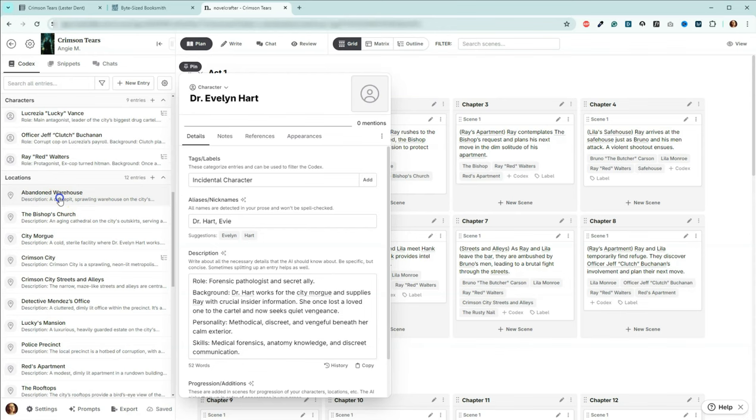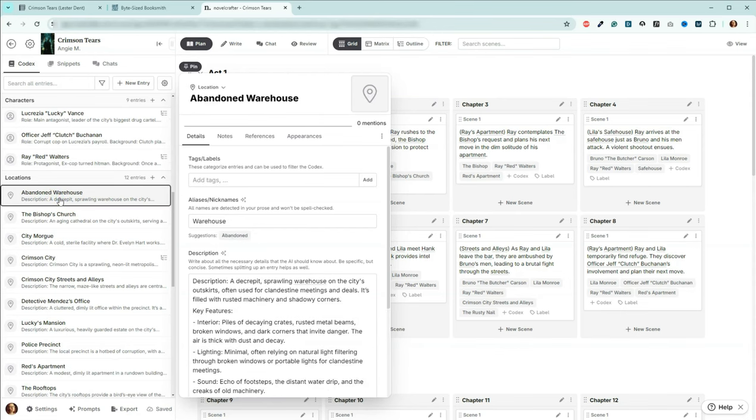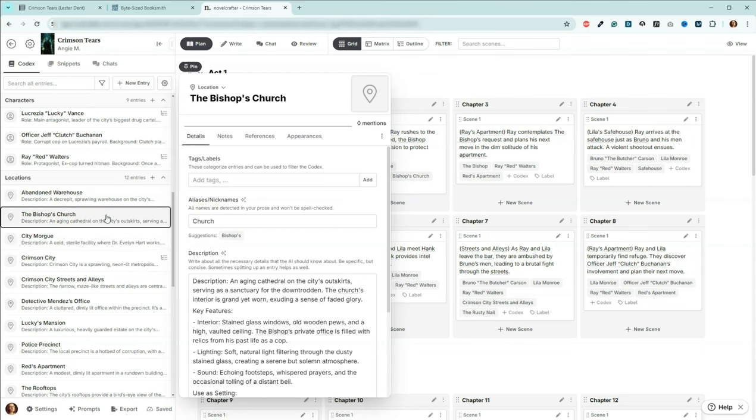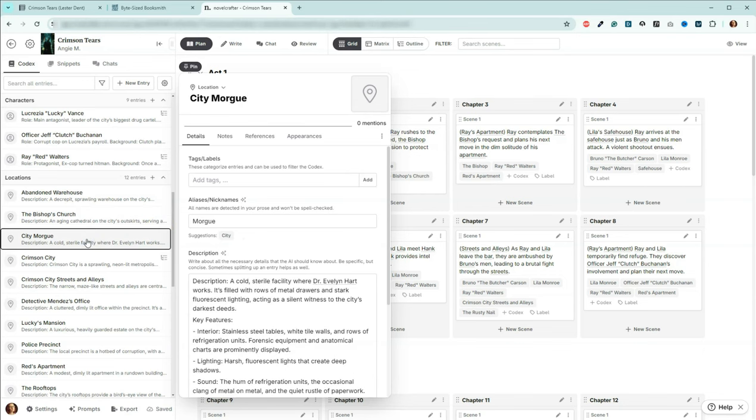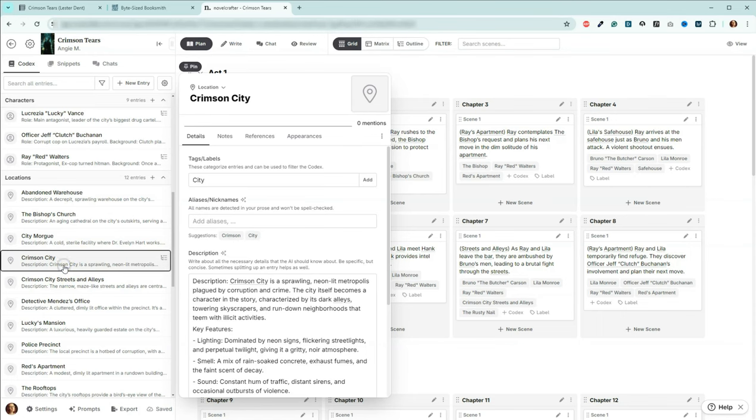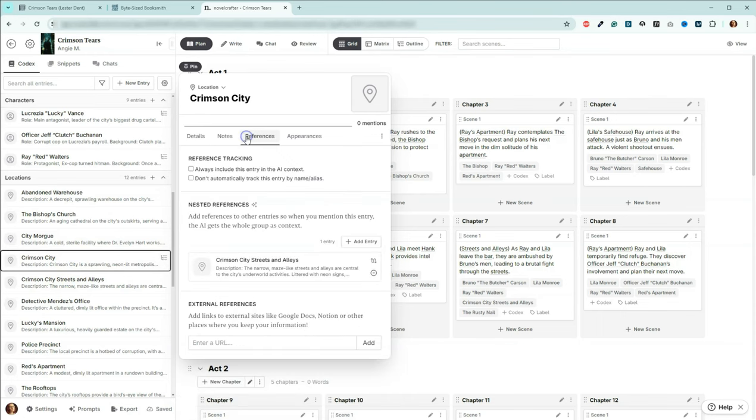So if you come down here to the abandoned warehouse, its nickname is Warehouse. The Bishop's Church nickname is Church. Morgue, City Morgue. Now, remember when I talked earlier about the city streets and alleys, I actually put that as a nested reference here for Crimson City.